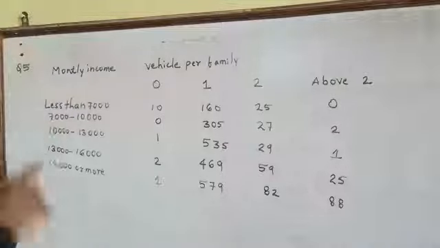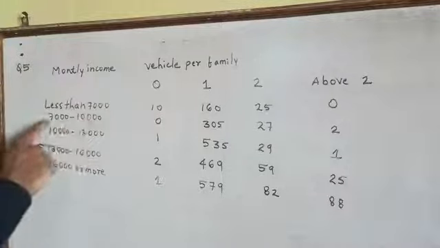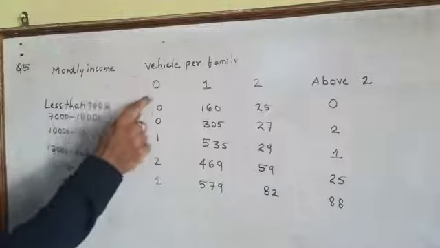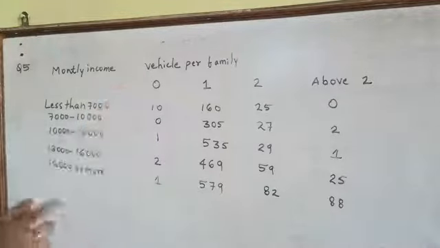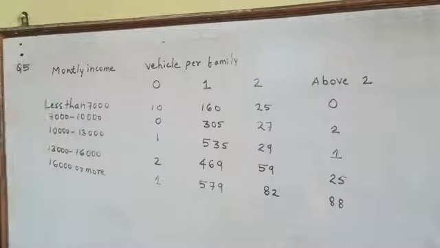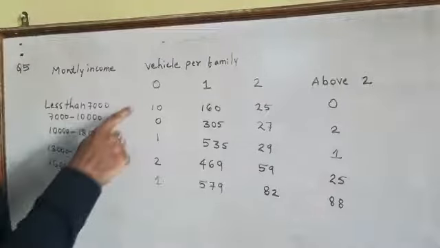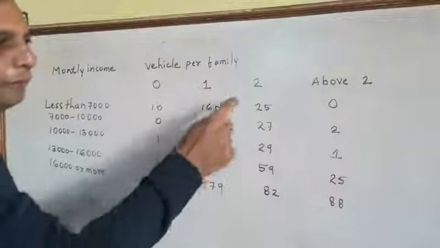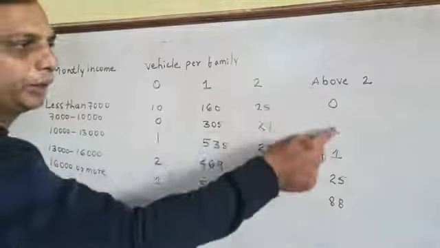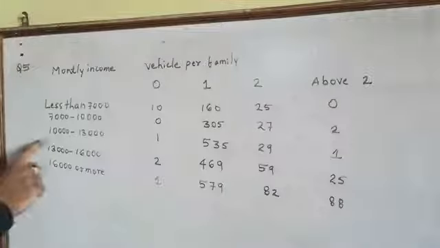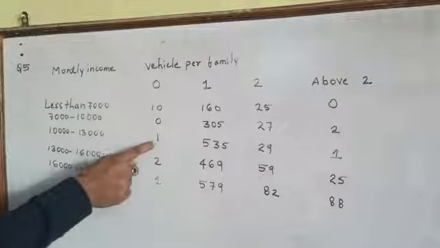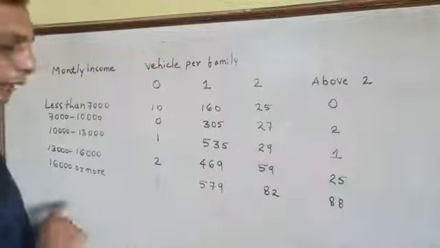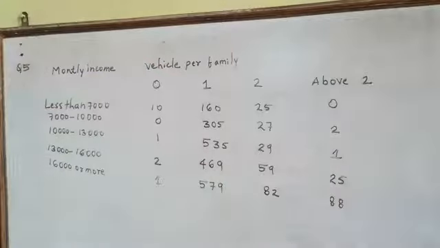Next part, 7,000 to 10,000. For families with income of 7,000 to 10,000: zero vehicles, zero families. One vehicle, 305. Two vehicles, 27. More than two, 2. In the same way, 10,000 to 13,000: zero vehicles, 1; one vehicle, 2; 575; two vehicles, 29; and so on. This is the full chart.